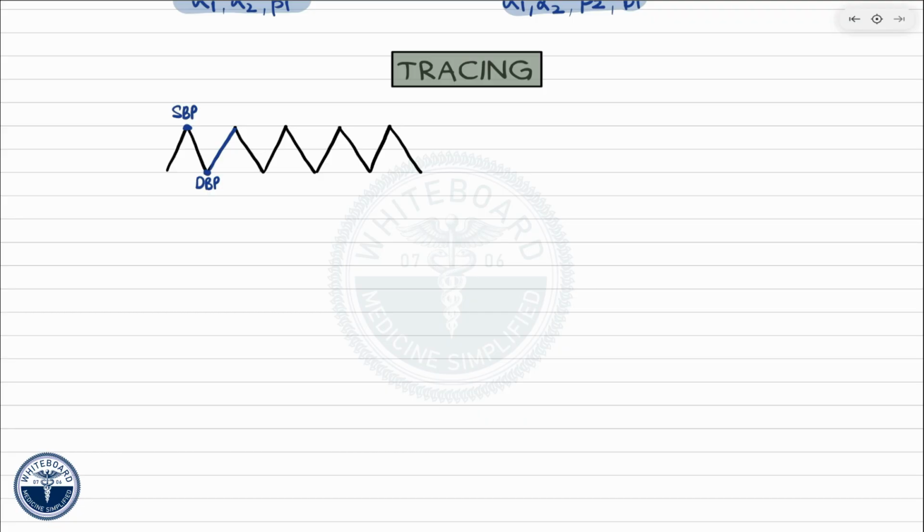Just watch what happens to these peaks and troughs when a drug is given. Do they move up? Do they move down? Does the distance between them increase or decrease? That's where most of the answers come from.